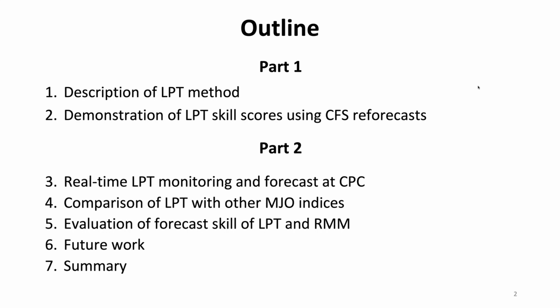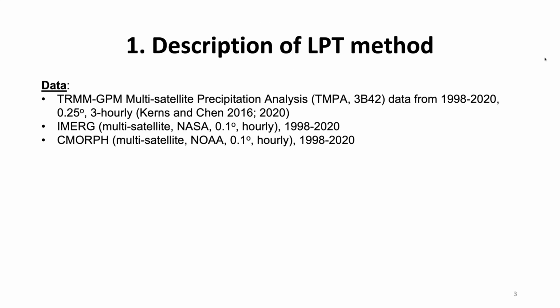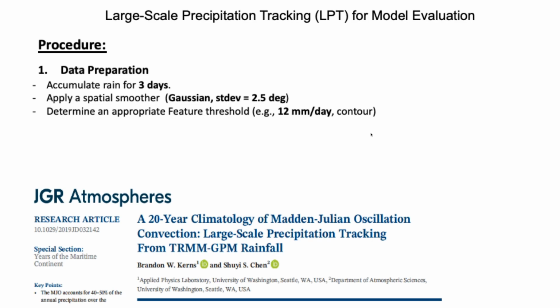The whole idea of this project is to transform a developed diagnostic tool, a large-scale precipitation tracking method that has been used in research to identify individual MJO events and to study the MJO behavior in terms of its precipitation, to transfer this to real-time monitoring, and hopefully eventually it will be used in operation to assess the unified forecast system of NOAA.